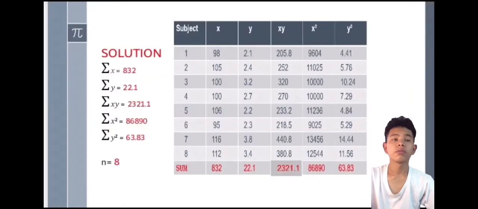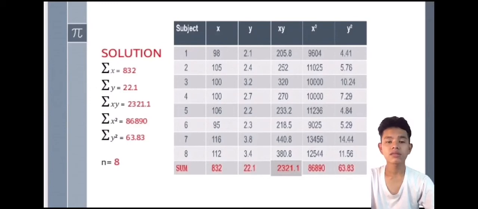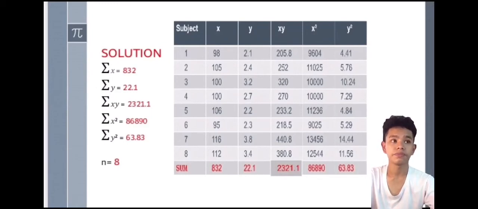Okay, so ano nga ba yung mga kailangan natin sa formula natin? Okay, so meron tayong the summation of x is equals to 832. Makikita natin dyan. Okay, and the summation of y is equals to 22.1. The summation of xy is 2,321.8, and the summation of x squared is 86,890. The summation of y squared is 63.83. And our n is, kung ilan ba yung pares dito, meron tayong 8. Okay, no? So, ang n natin ay 8.